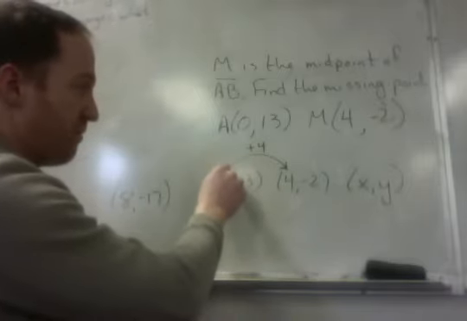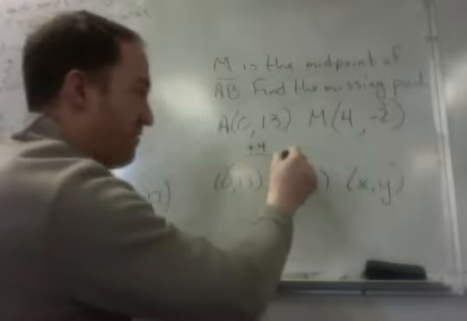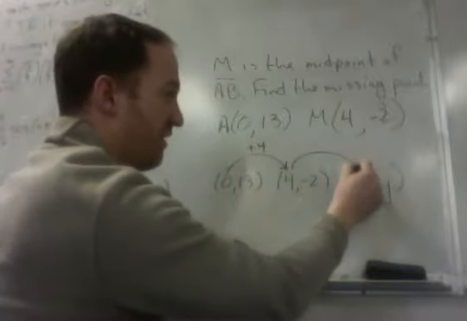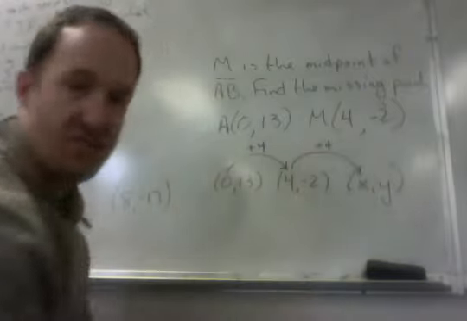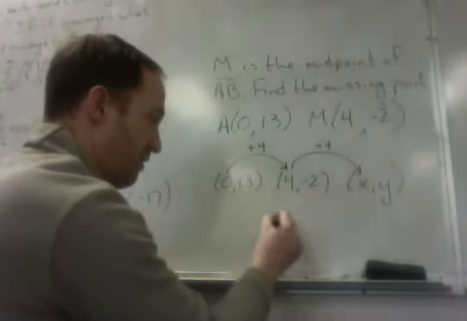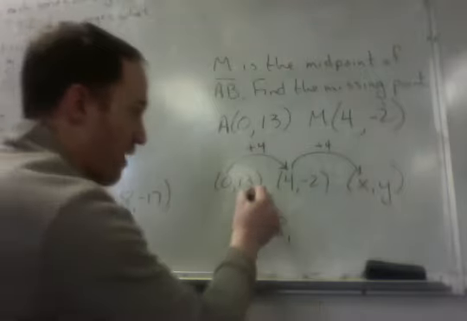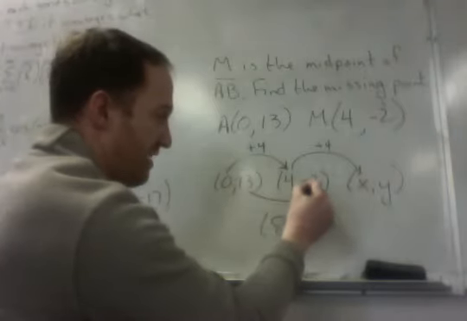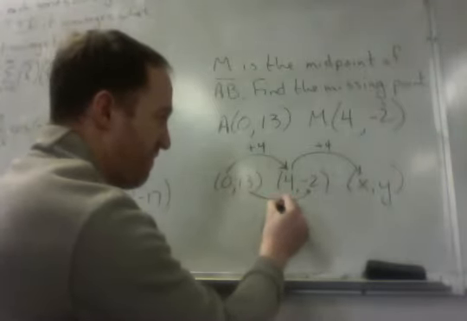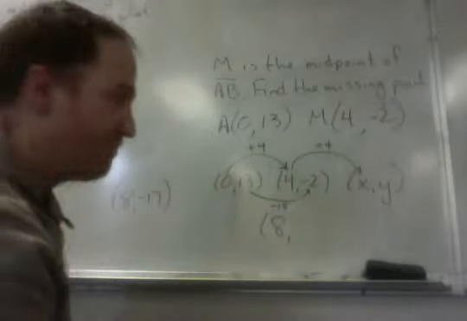So if you're going from one end to the middle by adding 4, you've got to go from the middle to the other end by adding 4 also. Now 4 plus 4 is 8. And look at there. That's exactly what we got when we solved that equation. And you do the same thing with the y's. This end to negative 2, you've got to take away 15. 13 minus 15 is negative 2.